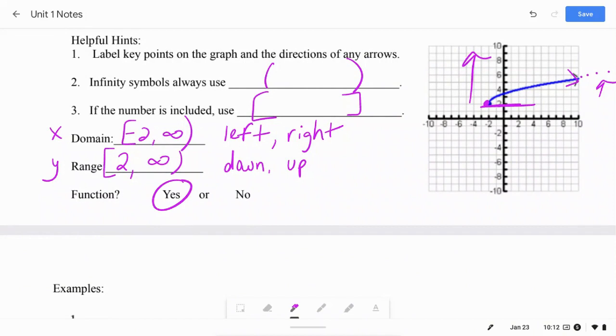So let's try some more examples. I have 8 examples on the next couple of pages for us to practice finding the domain and range and then determining whether or not the graphs are functions.